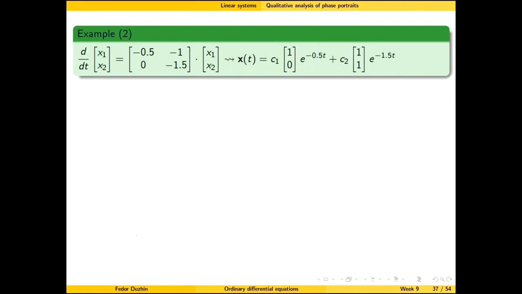So here is the other example. Again, let us sketch the phase portrait. There are two eigenvectors, (1, 0) and (1, 1). Let's do (1, 0) first. This is the corresponding eigenline, and (1, 1) goes like this. Notice that both eigenvalues are negative, which means that all arrows point towards the origin.